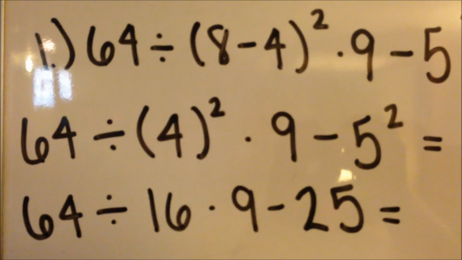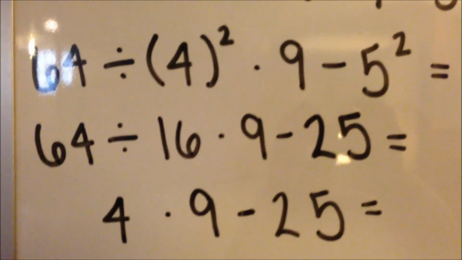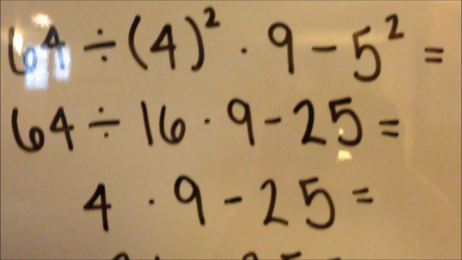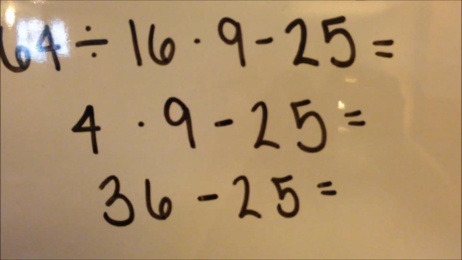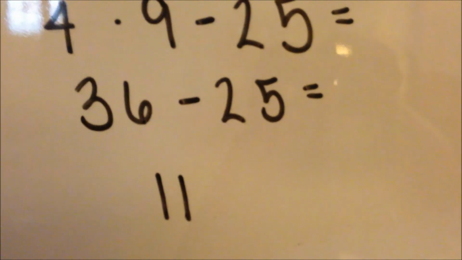So the first thing I did was 64 divided by 16, which is 4. So that's what I did here. 4 times 9 minus 25. And then I did 4 times 9, which is 36, minus 25, which equals an answer of 11.